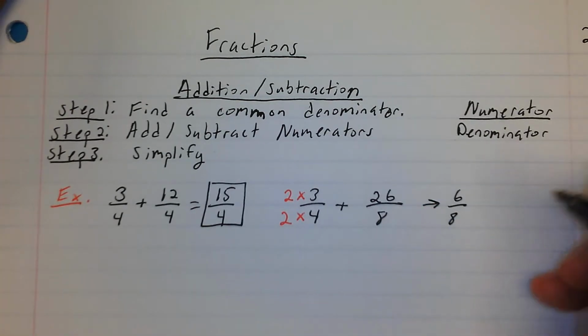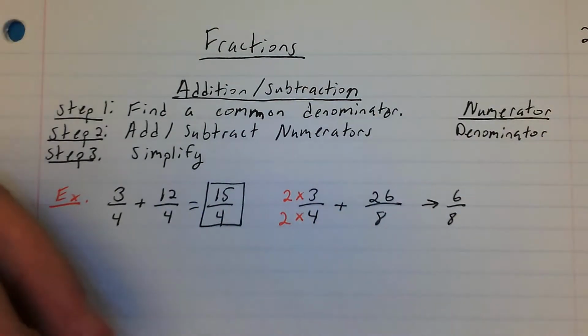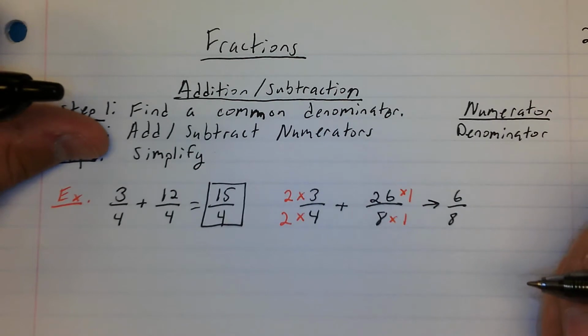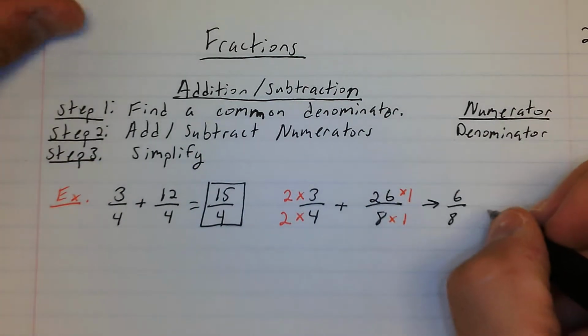So now, instead of 3 over 4, I'm going to have 3 times 2 is 6, 4 times 2 is 8. I do not need to do anything to this fraction, right? Technically, yes, I can multiply it by 1 on top and bottom, but I'm still going to get the same fraction.